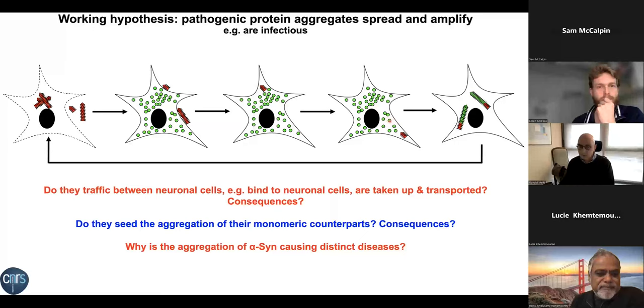And when you make such a hypothesis, you then ask what are the consequences of the binding of these fibrils to neurons, their uptake, their transport, their multiplication and amplification. And also, how come the aggregation of one protein is causing distinct diseases, namely Parkinson's disease, multiple system atrophy, and dementia with Lewy bodies?